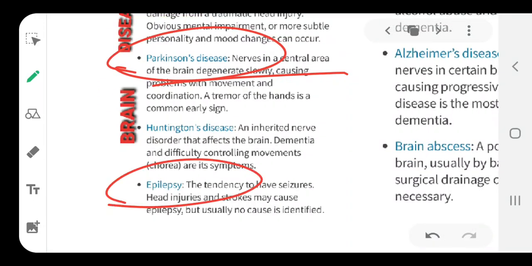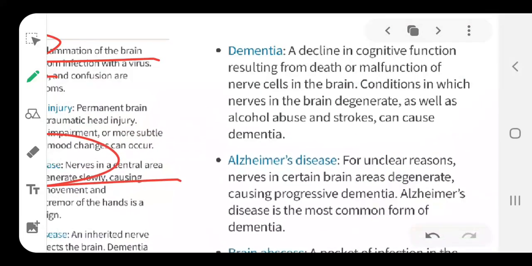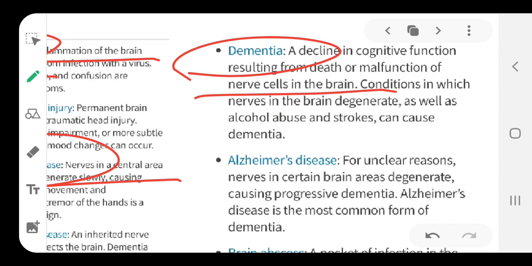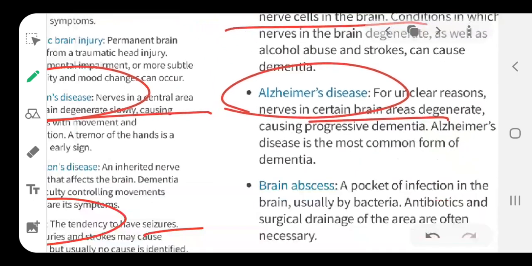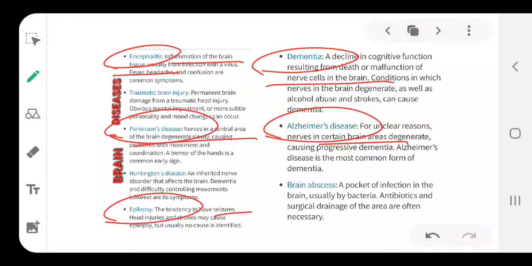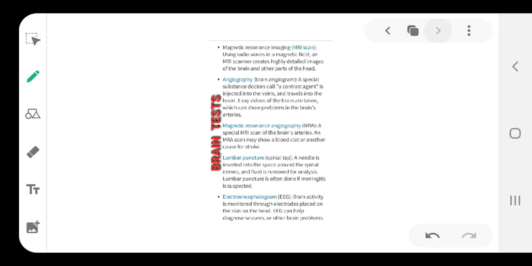Then epilepsy, you have already read about it, where there is a tendency to have seizures. Then dementia, where there is malfunctioning of nerve cells in the brain, and it is a big trouble for generations. Then Alzheimer's disease, you should have heard the name, where the nerve connections in brain areas degenerate, and it is a common form of dementia worldwide. These diseases which affect the brain should also be known to you.